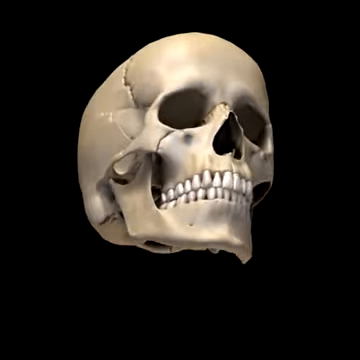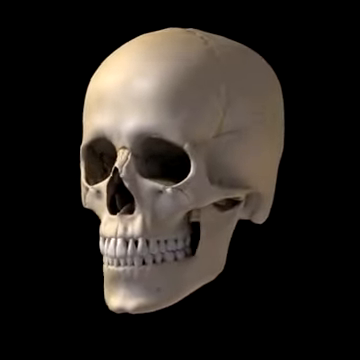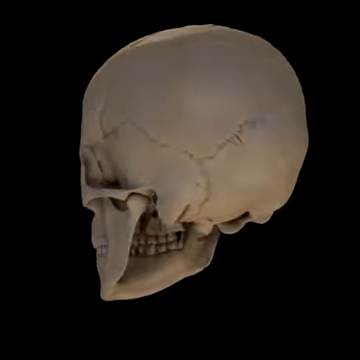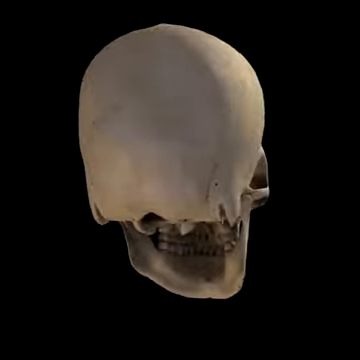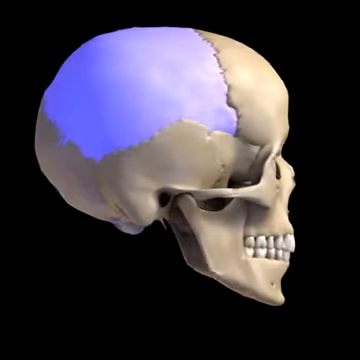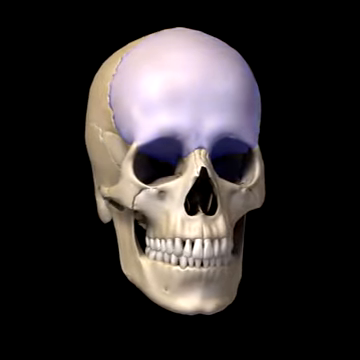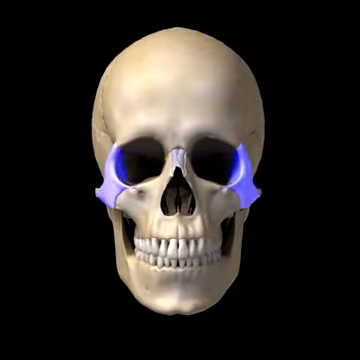Bones on the surface of the skull encase the brain, protect sensory organs, and serve as attachment sites for the muscles of the head and neck. These bones include the occipital bone, parietal bones, temporal bones, and the frontal bone, as well as the nasal bones, the zygomatic bones, the maxilla, and the mandible.